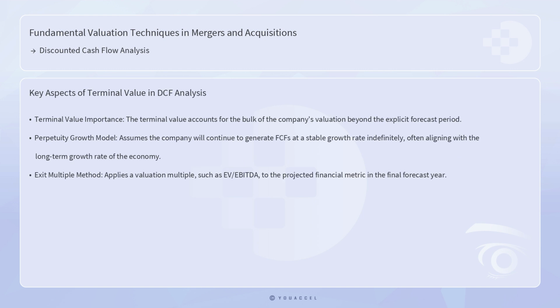A pivotal aspect of DCF analysis is the terminal value, which accounts for the bulk of the company's valuation beyond the explicit forecast period. The terminal value can be estimated using either the perpetuity growth model or the exit multiple method. The perpetuity growth model assumes that the company will continue to generate FCFs at a stable growth rate indefinitely. This growth rate should be conservative, typically aligning with the long-term growth rate of the economy. The exit multiple method, on the other hand, applies a valuation multiple, such as EV/EBITDA, to the projected financial metric in the final forecast year.